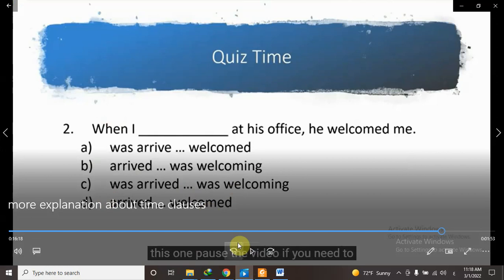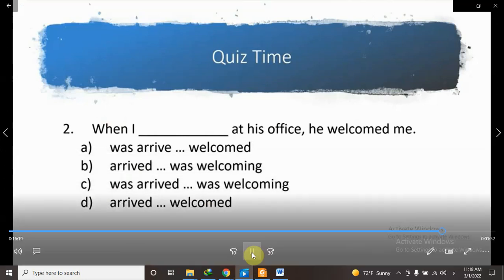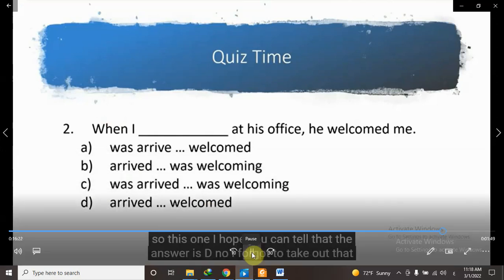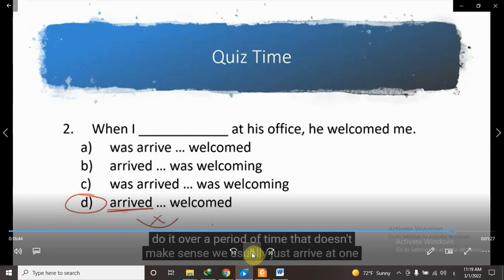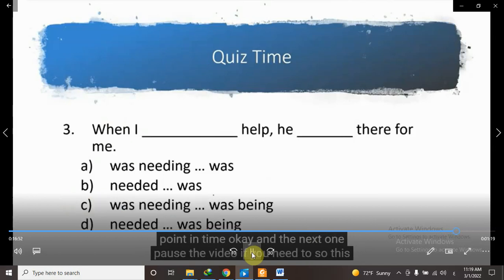And we are going to choose number D. So this one, I hope you can tell that the answer is D. Oh, I forgot to take out that part. Oh well, you got it anyway. So the answer is D. Because specifically, think about the action arrive. When we arrive somewhere, we don't do it over a period of time. That doesn't make sense. We usually just arrive at one point in time. Okay. And the next one?